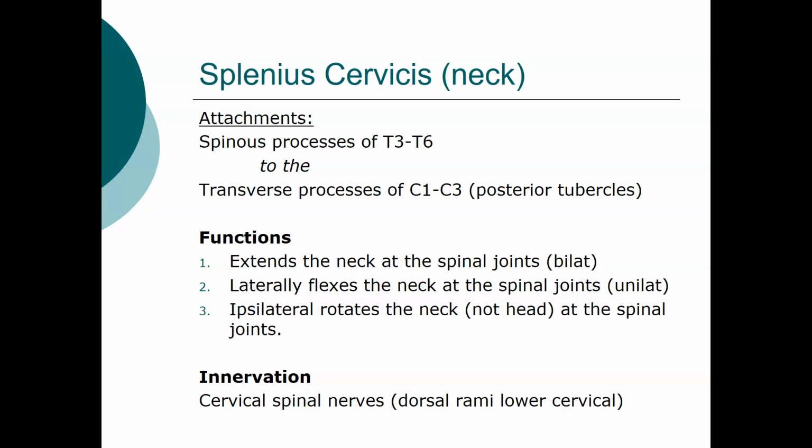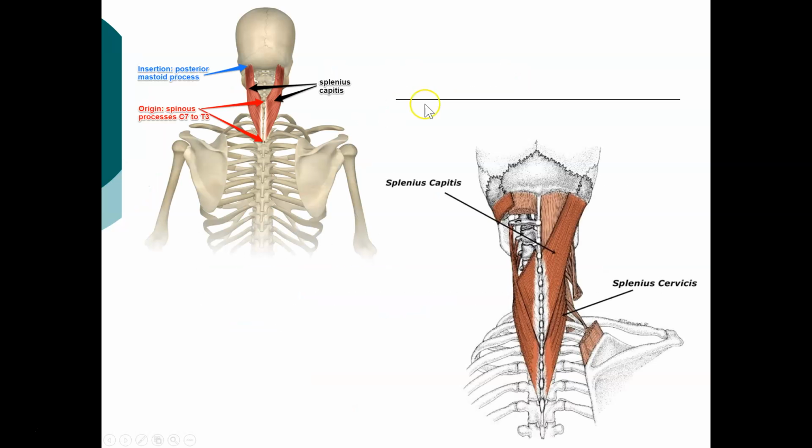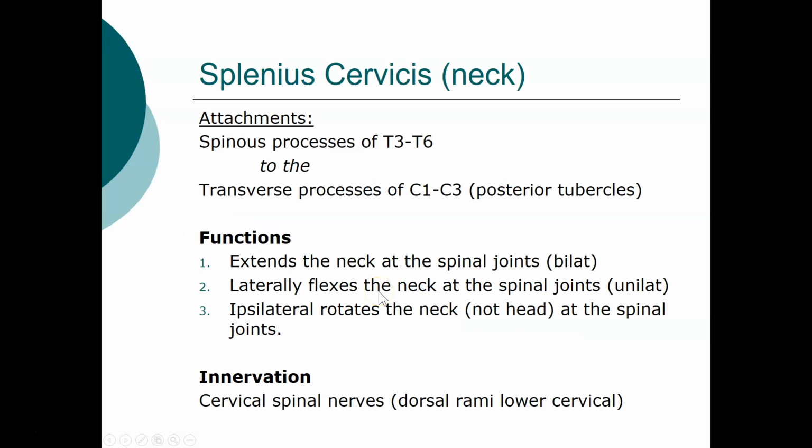It ipsilaterally rotates the neck, not the head, because this muscle does not cross the joint between C1 and the occiput, the atlanto-occipital joint. So we'll see here, if I go back, you'll note here that splenius capitis goes to the head, so therefore it will turn the head. Whereas cervicis only arises up to C1, it does not cross the atlanto-occipital joint, therefore it has no influence on the head.